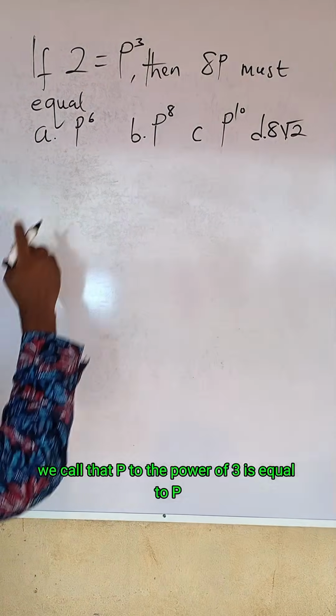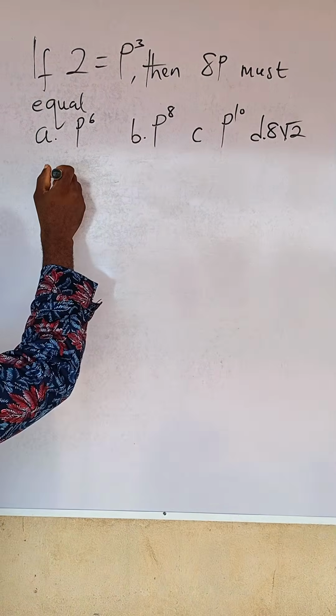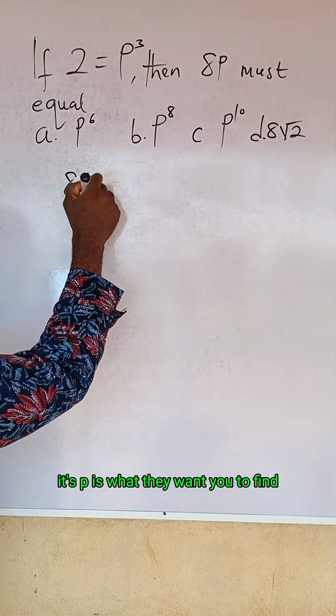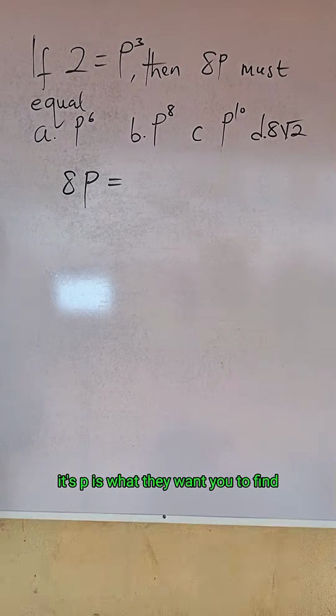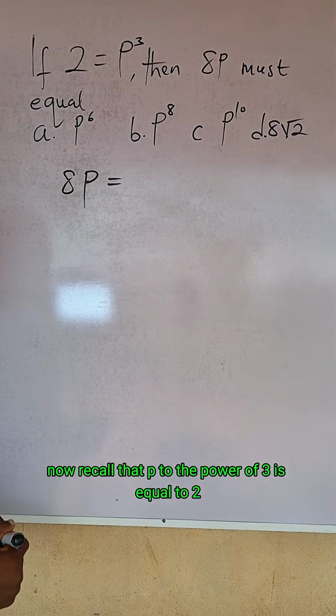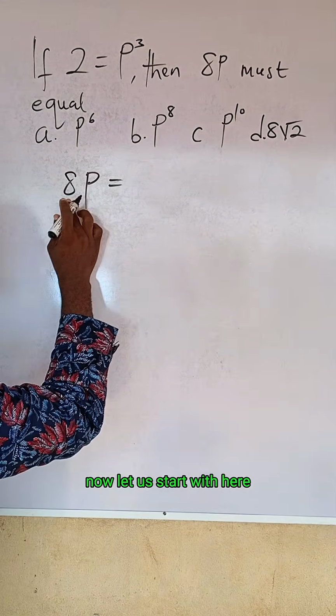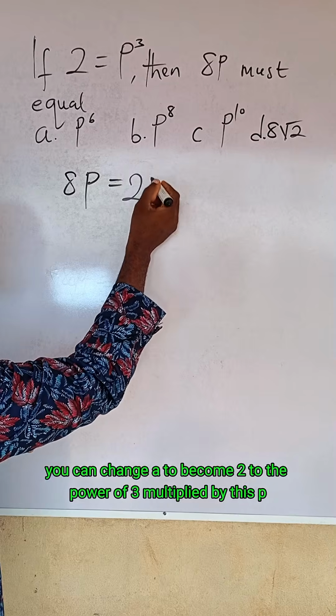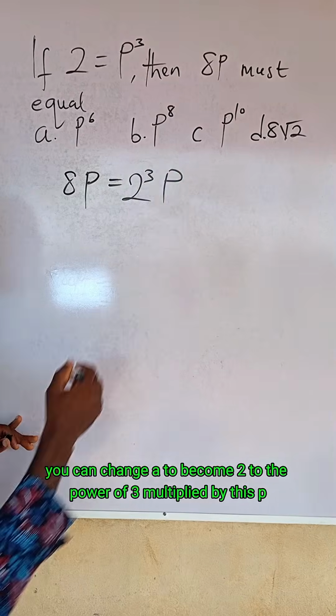recall that p to the power of 3 is equal to 2. So 8p is what they want you to find. 8p will be equal to. Now recall that p to the power of 3 is equal to 2. Now let us start with here. We can change 8 to become 2 to the power of 3 multiplied by this p.